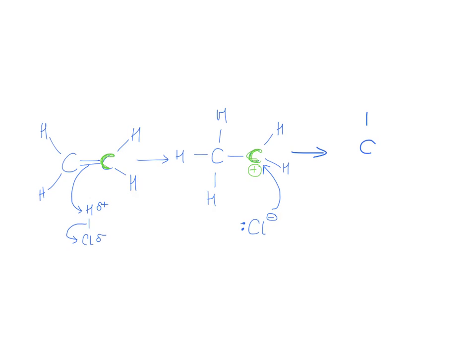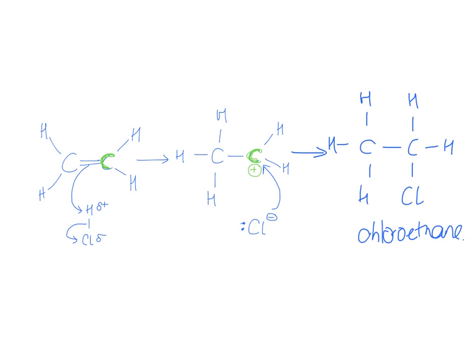And we end up with hydrogen chloride added across the double bond. And so now we've got chloroethane. So what is the name of that type of mechanism? So have a think and fill it in at the bottom of page 11.